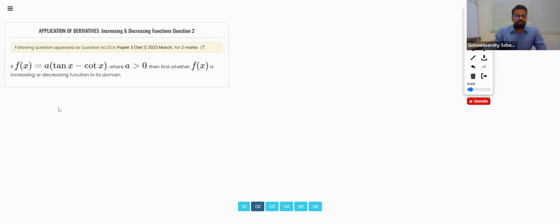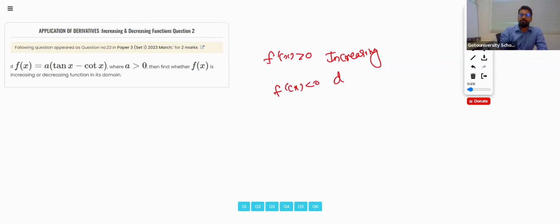If f of x is equal to a tan x minus cot x, where a is greater than 0, find whether the function is increasing or decreasing. So I had to figure out whether the function is increasing or decreasing. For the function to be increasing, f dash x should be greater than 0. For an increasing function, I'm reiterating this part again. And if f dash of x is less than 0, it's a decreasing function. So let's see what is happening.